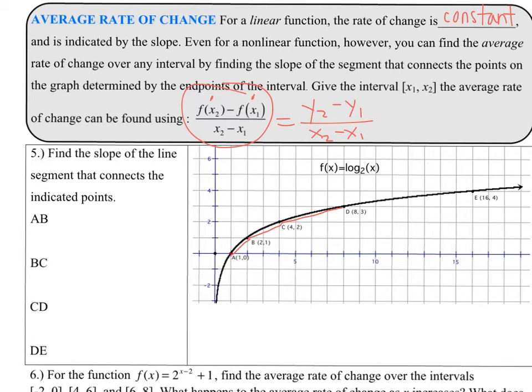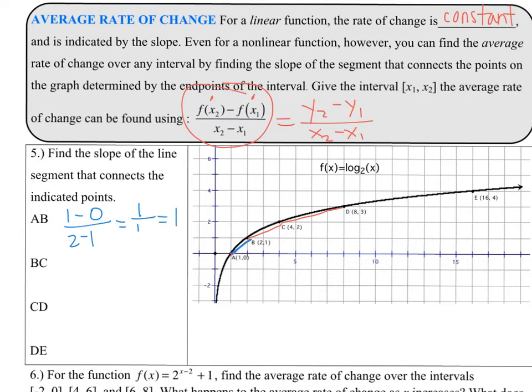So from A to B, that's this segment right here. Well, the points are (1, 0) and (2, 1), so we find our average rate of change by finding the difference in the y values. So 1 minus 0 divided by 2 minus 1. So we get 1 over 1, which equals 1.